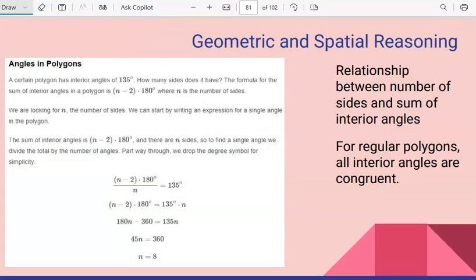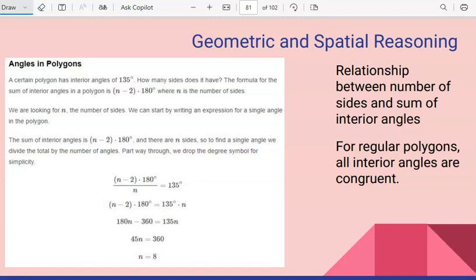Relationship between the number of sides and the sum of interior angles. For regular polygons, all interior angles are congruent. Angles and polygons. A certain polygon has interior angles of 135 degrees. How many sides does it have? The formula for the sum of interior angles in a polygon is n minus 2 times 180, where n is the number of sides. We are looking for n, the number of sides.